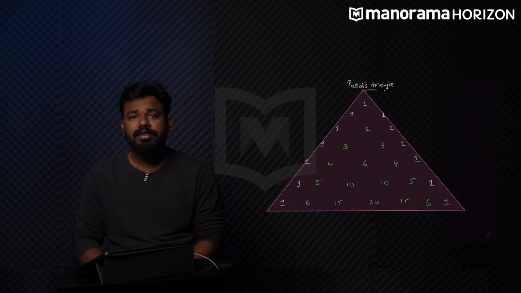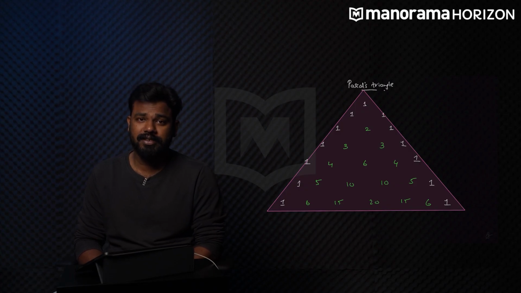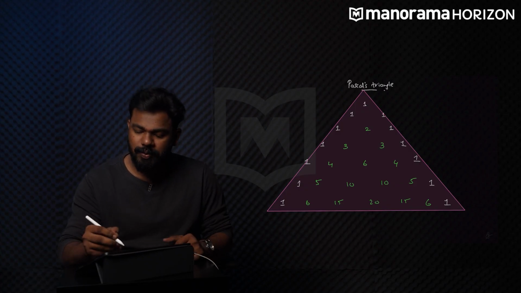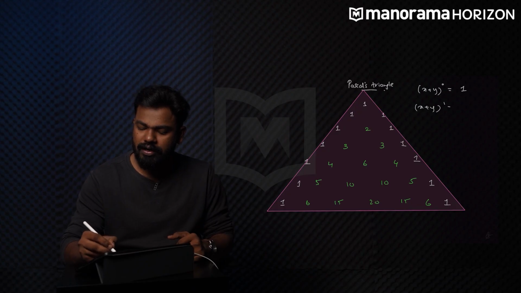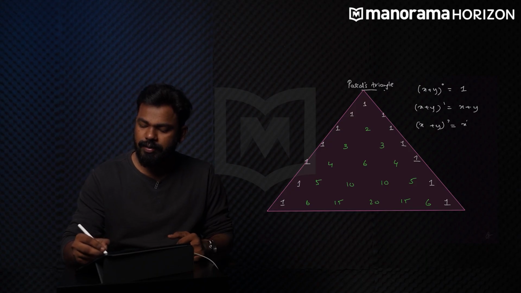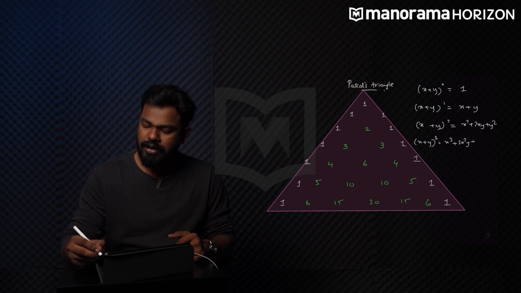Now what do these numbers have to do with our binomial theorem? And how is Blaise Pascal helping us? Now let's look at that. So what is (x plus y) the whole raised to 0? You know that it is equal to 1. (x plus y) raised to 1 is equal to x plus y. (x plus y) the whole square, what is it? It is nothing but x square plus 2xy plus y square. Now what is (x plus y) the whole cube? It is nothing but x cube plus 3x square y plus 3xy square plus y cube.